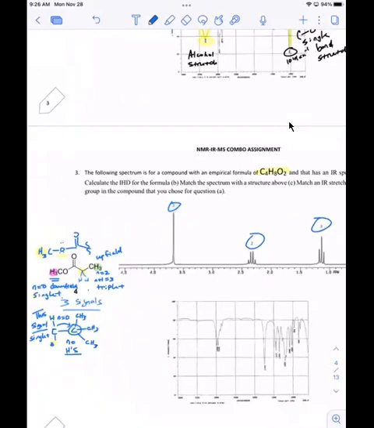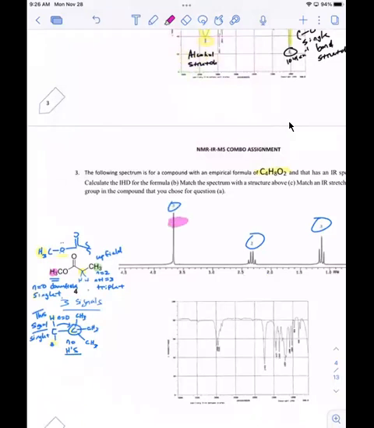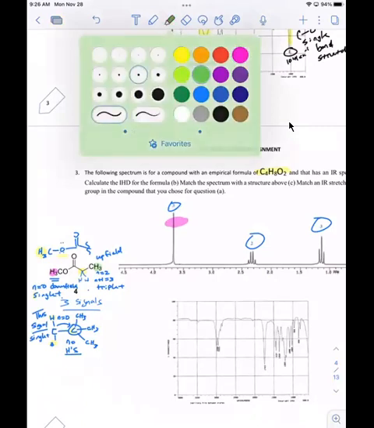The singlet corresponds to the protons that are highlighted in pink, and it's downfield because they're next door to an oxygen. And then the triplet is going to be the ones highlighted in green.